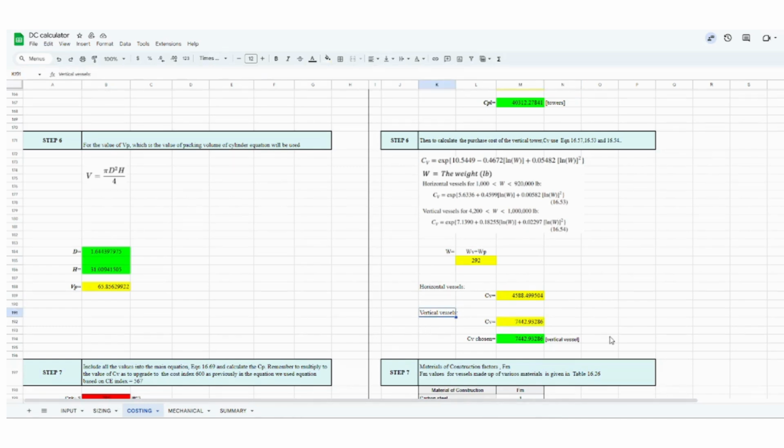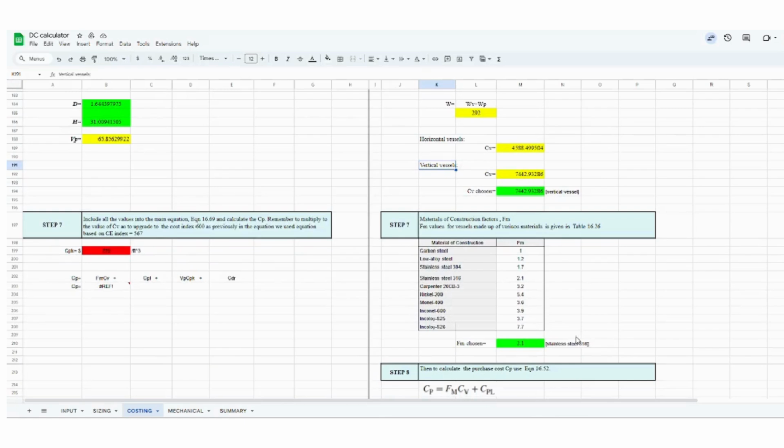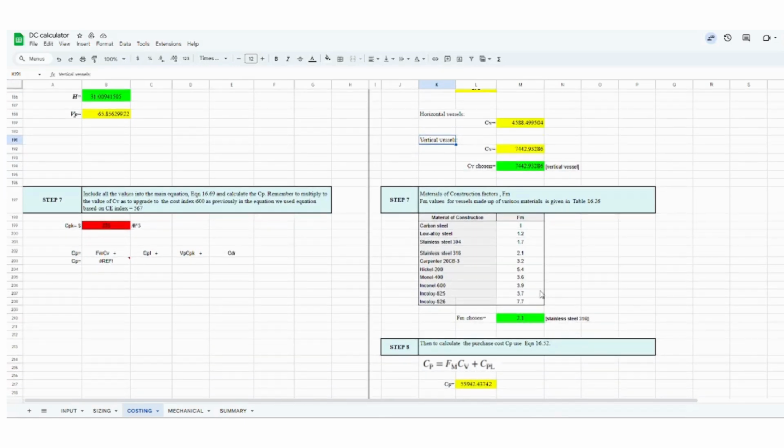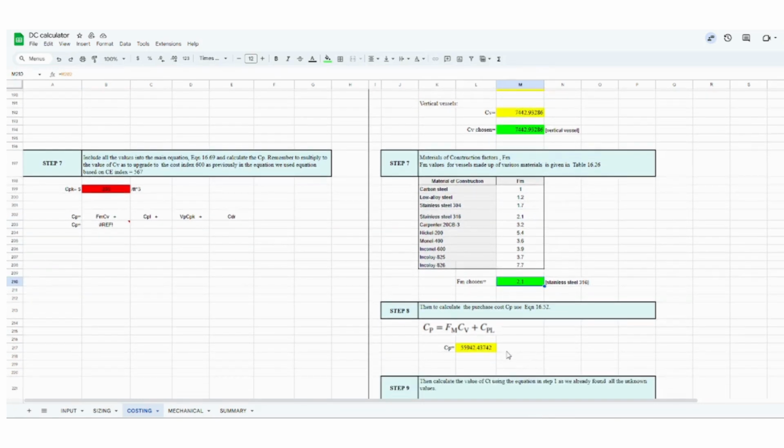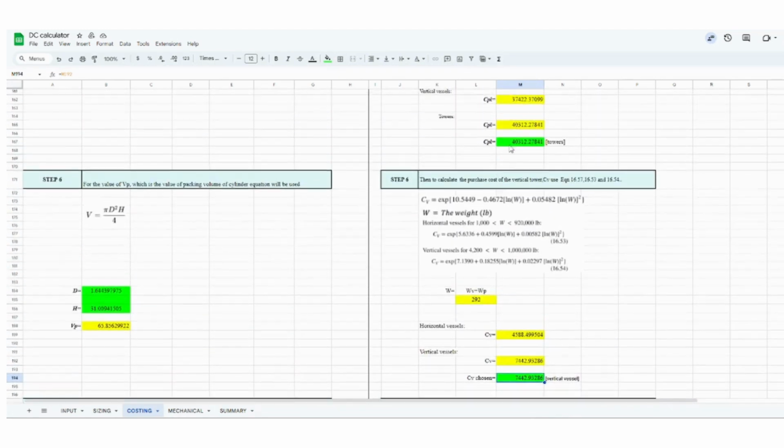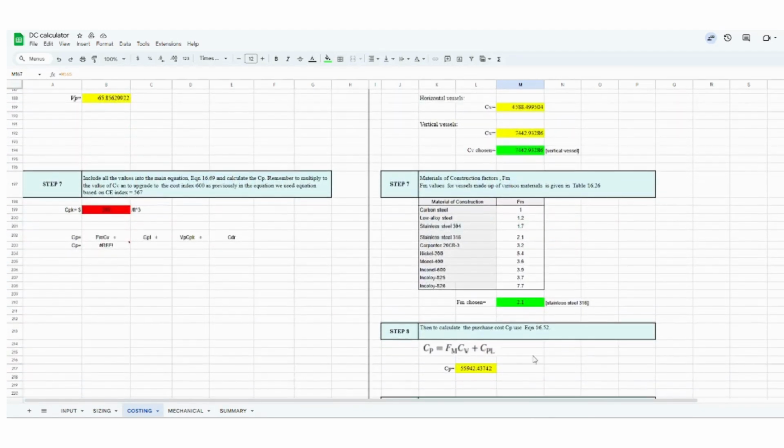to get this value for the vertical vessel in our case. And step 7, we have the materials of construction factor, where our DC is using stainless steel 316, so our FM is equal to 2.1. After this, we need to calculate the purchase cost, for which we need the factor of materials of construction, the CV, and also the added cost CPL here. So using this equation, we can get the purchase cost equal to this value.